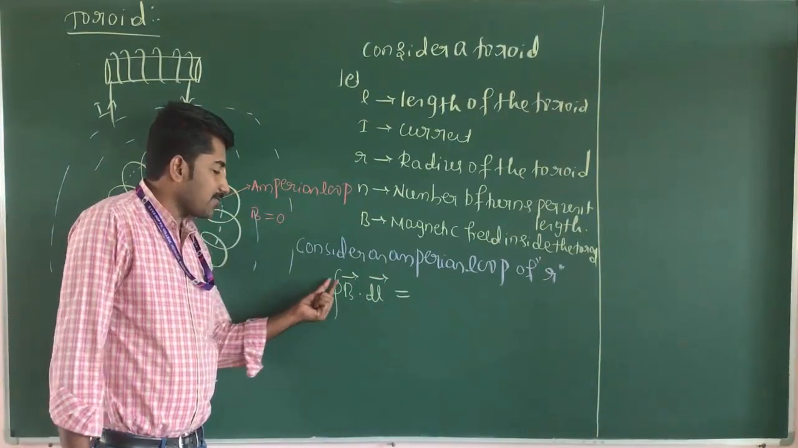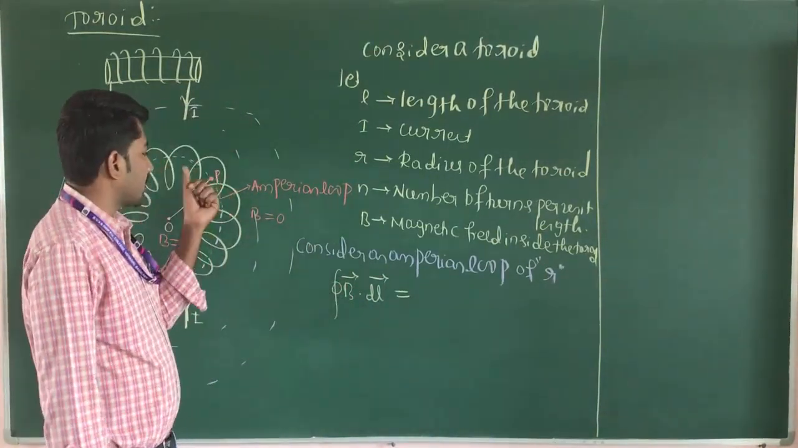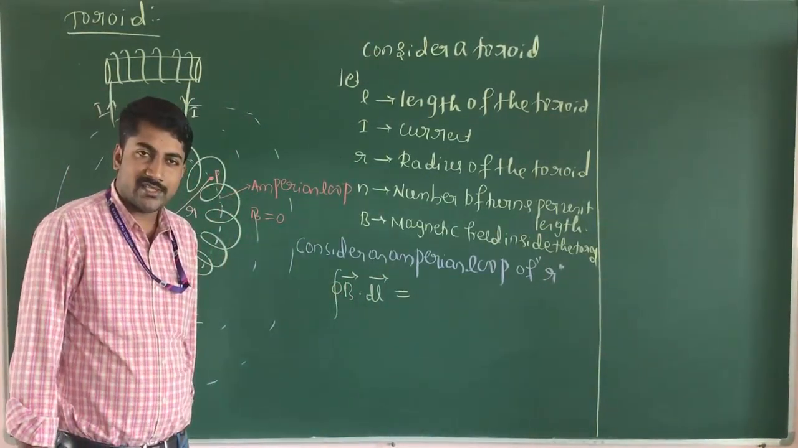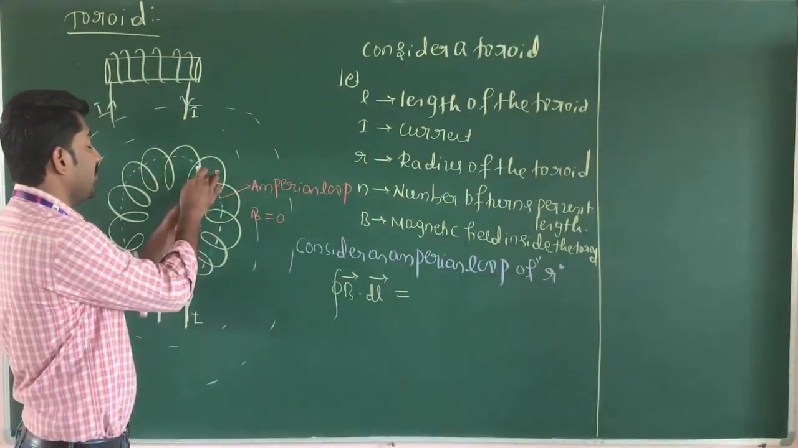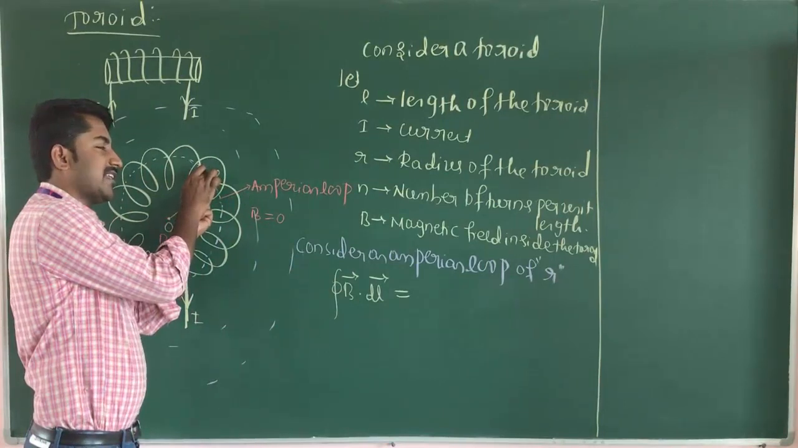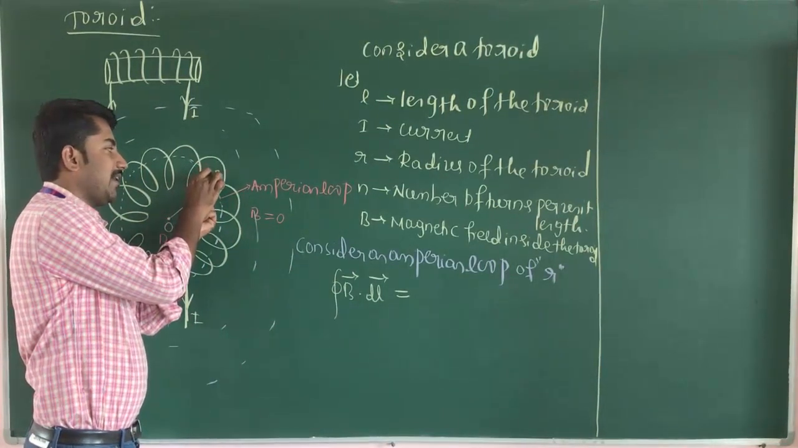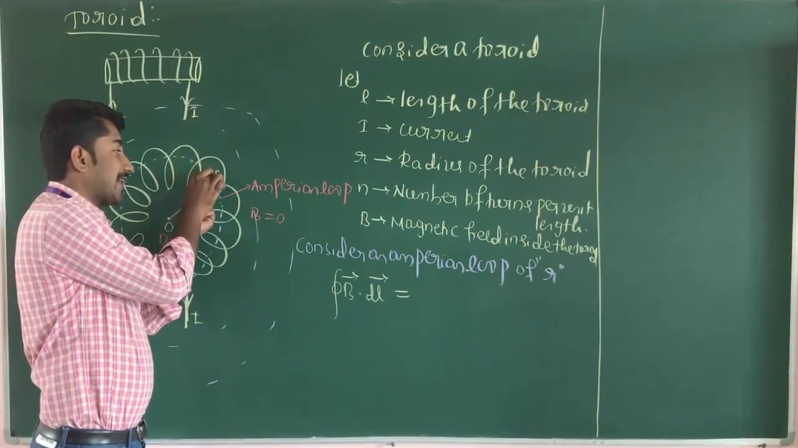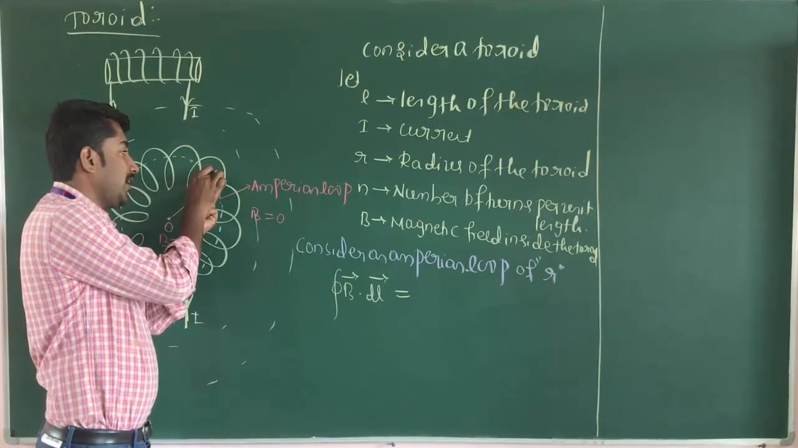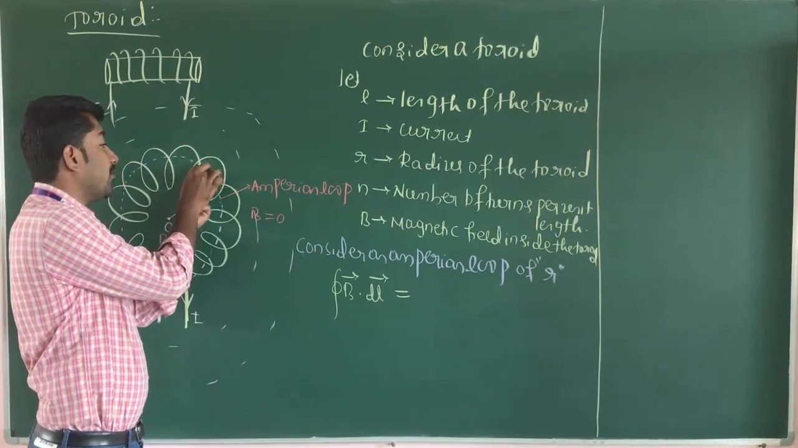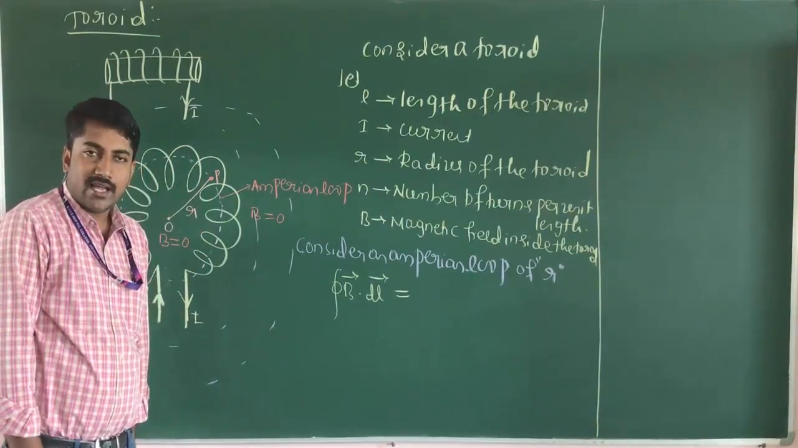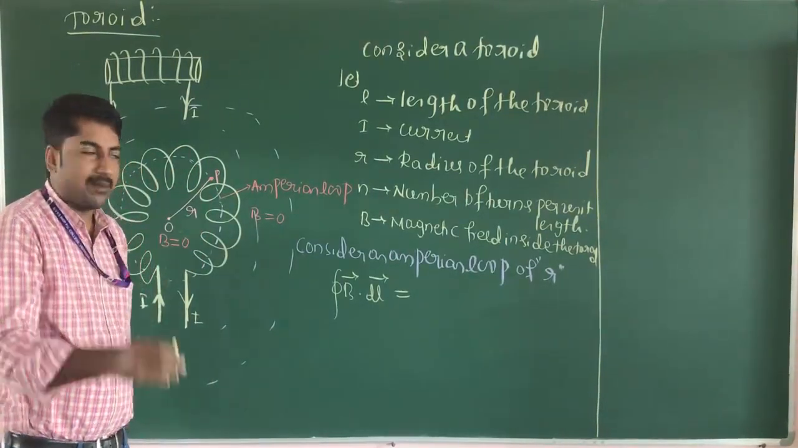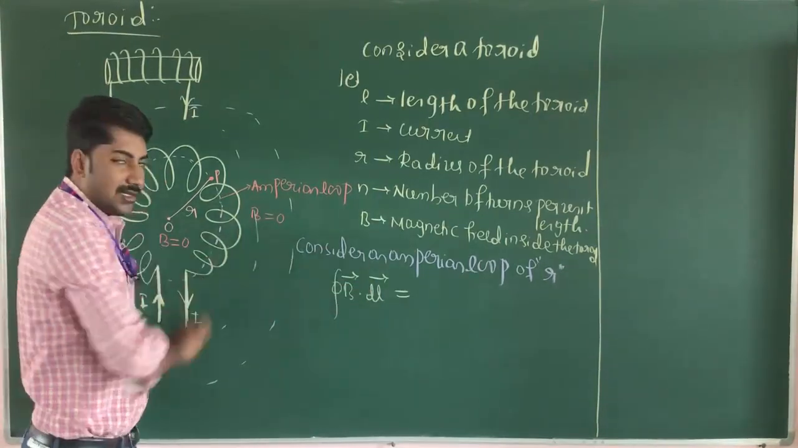The line integral of the magnetic field due to this current element, B dot dl. What is the angle between B and dl? Here the magnetic field is present and the current element is moving in this direction. The magnetic field and current element are in the same direction everywhere on this Amperian loop, so there is no angle between them.